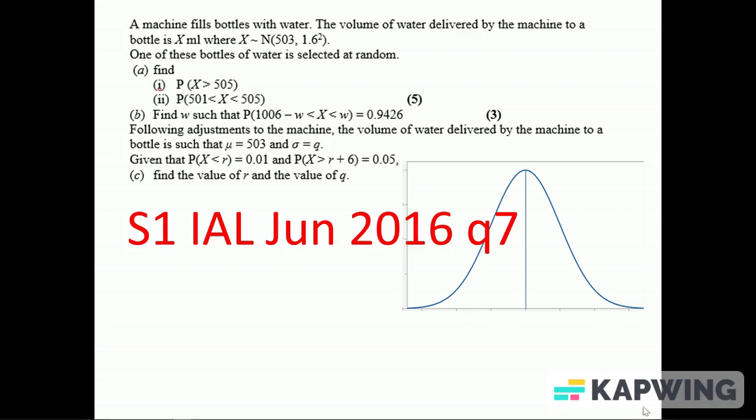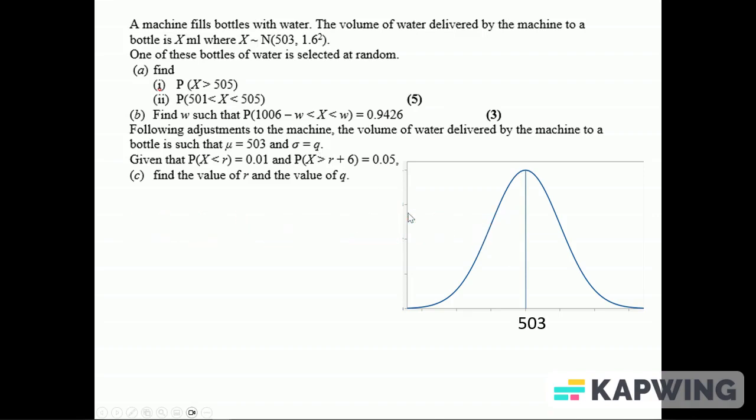Right, we've got an old normal distribution question here. 2016, we've got 5 marks working a couple of probabilities out here. You won't get 5 marks these days, we can do it on the calculator. But it's interesting because part B is unusual.